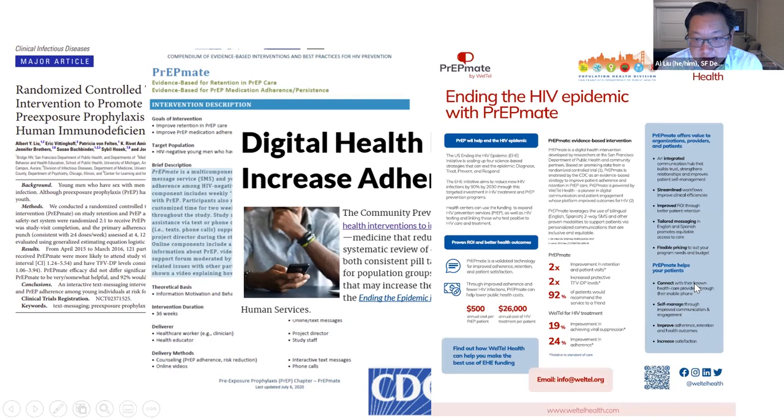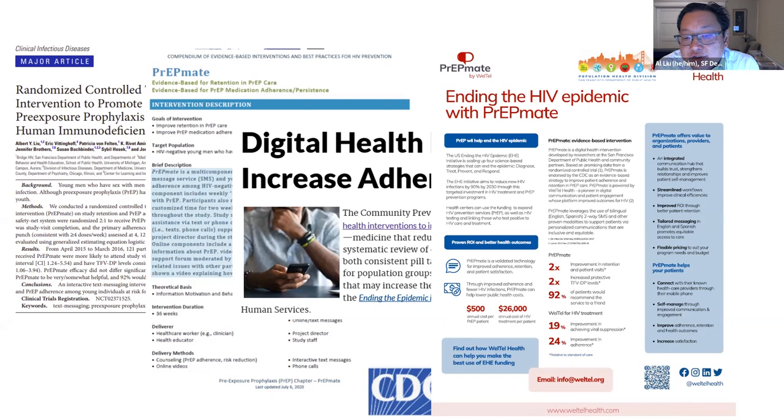And since then, several years have passed since we initially started the study, WellTel actually adapted their platform to be able to work in the US as well as Canada. And so we have integrated PrEP-mate back into WellTel, and now are partnering with them to scale up PrEP-mate within the US in several Ending the HIV Epidemic jurisdictions across the US.